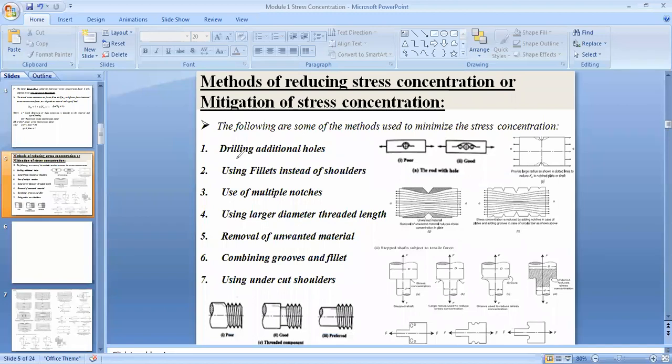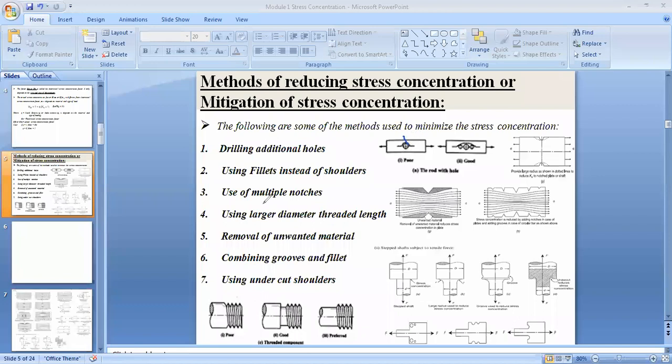Okay, the first one is drilling additional holes. If you consider a plate with only one hole subject to external load, what happens? The stress is concentrated where the cross section is less. There the stress is concentrated, right? If you look at the stress lines, the stress is concentrated on the circumference of the hole, where the area is less.